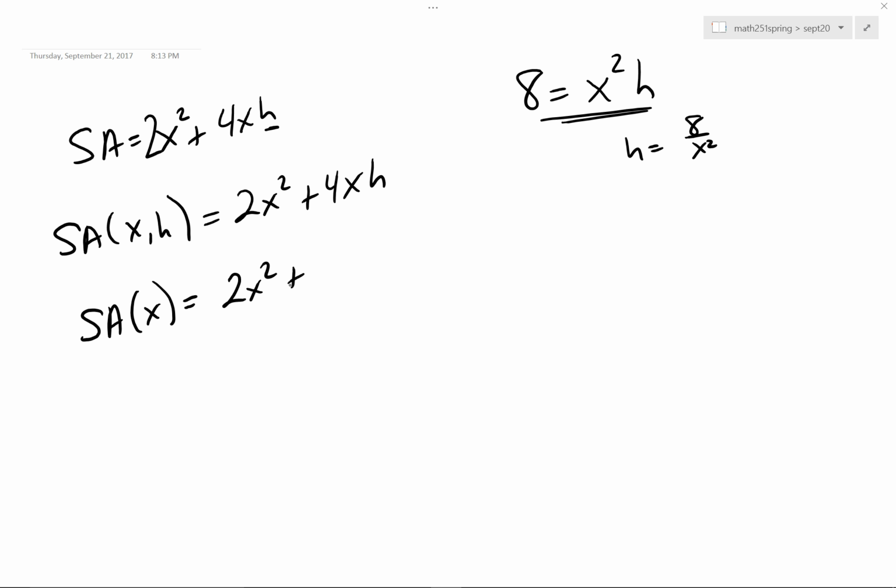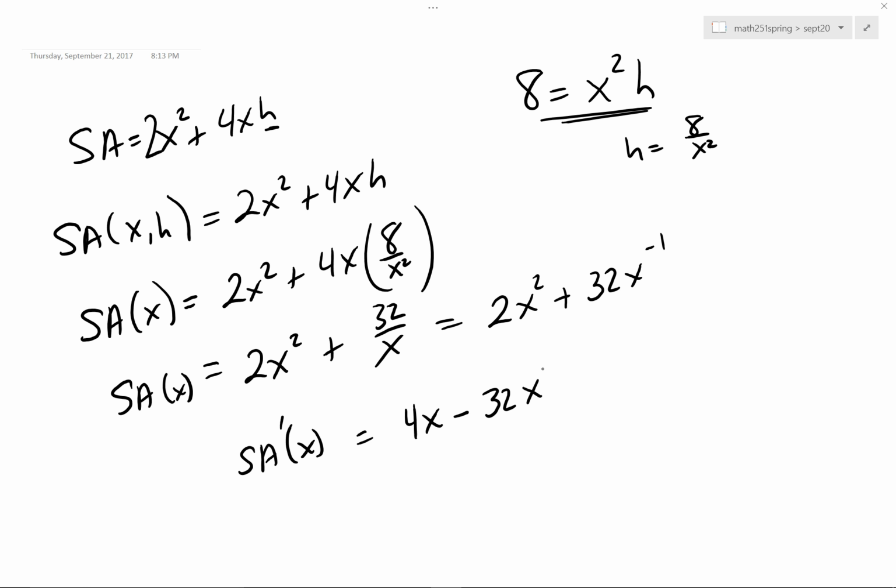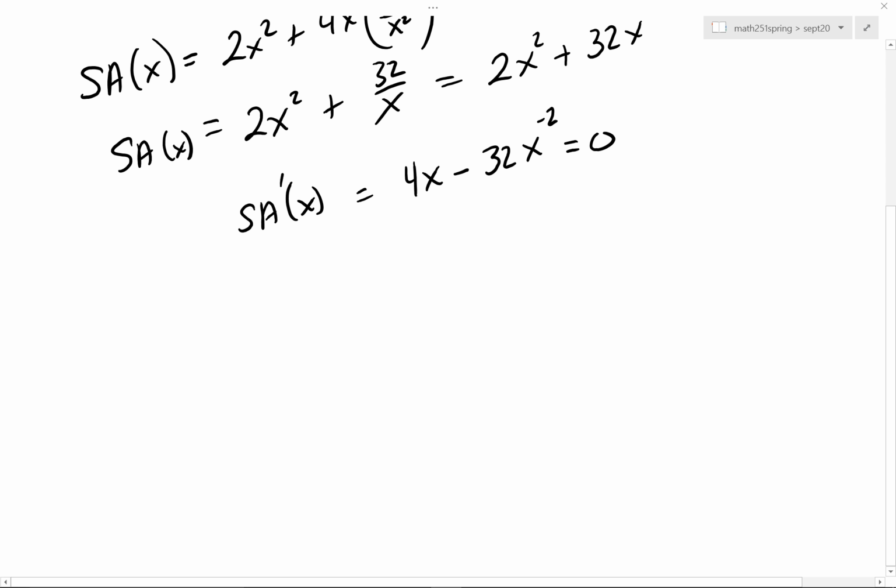So I get 2x squared plus 4x times 8 over x squared. And if you clean your like terms up, you're going to get this plus this over that, which of course is the same as this right here, right? And that's still the surface area. If you take the surface area prime, you're going to get 4x minus 32x to the minus 2, right? And what do you always do? You set it equal to 0 because we've got to find those critical values.